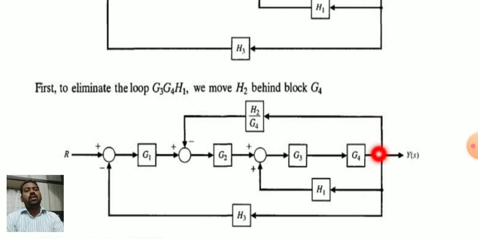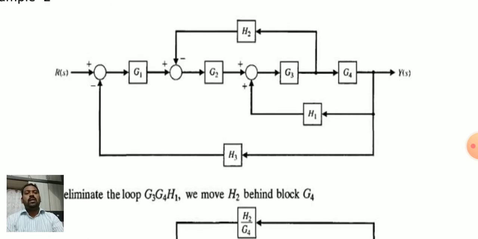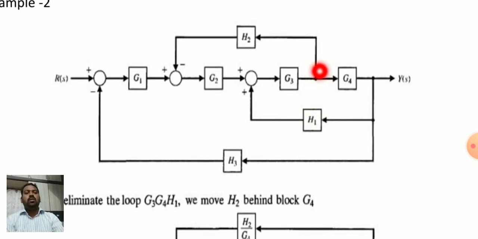So why do you have to shift like this? If you shift like this, these two blocks come in series. You can combine them, then remove the loops one by one. This is one loop; remove this loop, combining with this one. Next remove this loop, then combine with G1. Then finally remove this one, and you will get the transfer function. So here the shifting of the takeoff point is very much required. If you do not shift this takeoff point this side, it is not possible to solve the example.